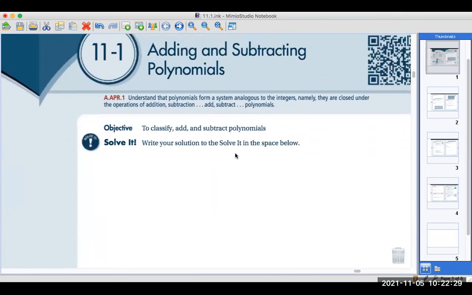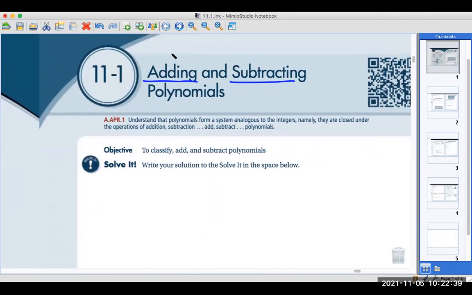So, adding and subtracting, you can only add and subtract like terms. So I'll talk more about what these are. Right above it, adding or subtracting is combining only like terms. And you'll see what they are.